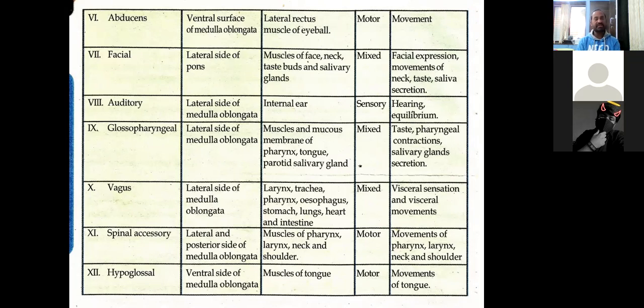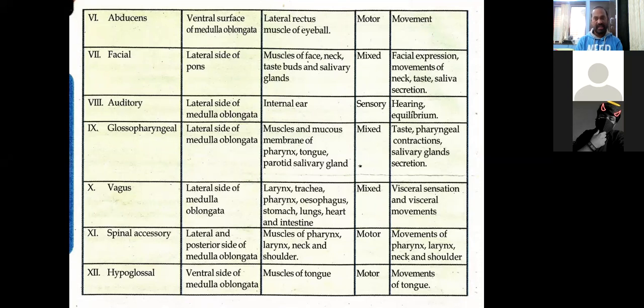Then number 9 is called the glossopharyngeal. It is the lower region of our face that is said to be the glossopharyngeal region. It arises from the lateral side of the medulla oblongata. It innervates the muscles and mucous membrane of the pharynx, the tongue, and the parotid salivary gland, and it has a mixed nature. It controls taste, pharyngeal contraction, which is swallowing, and the secretion of the salivary gland. Taste, swallowing and saliva secretion are controlled by number 9, glossopharyngeal.